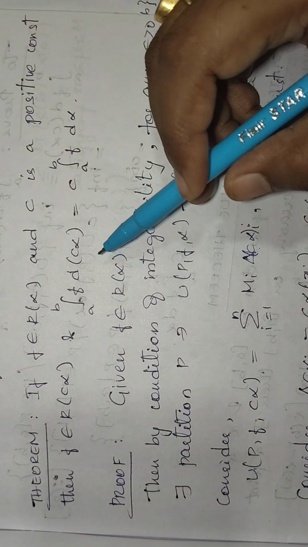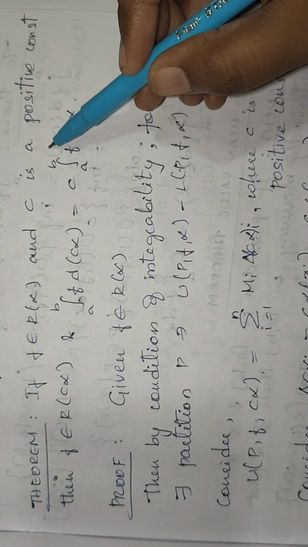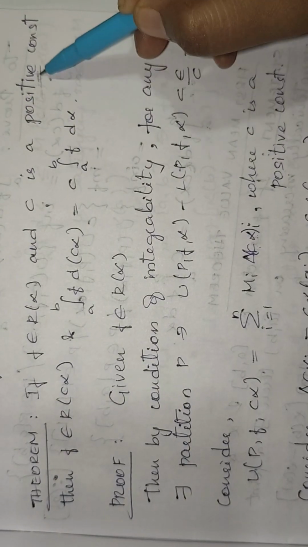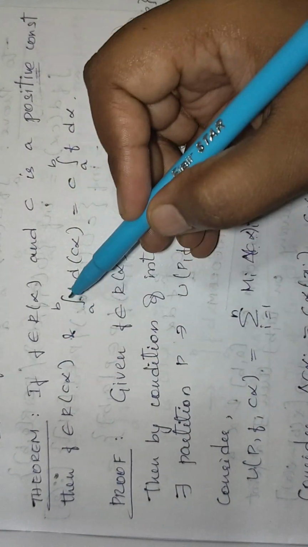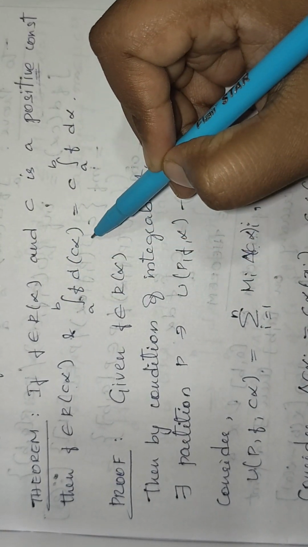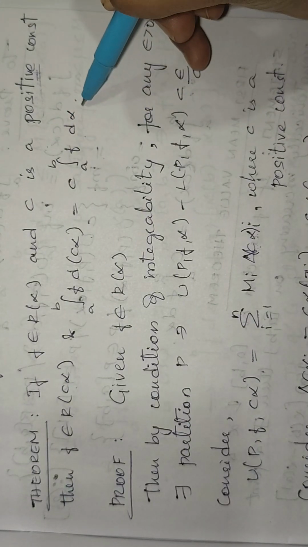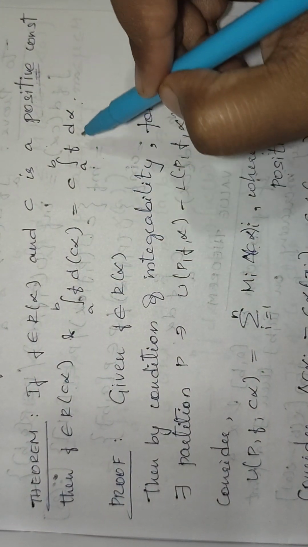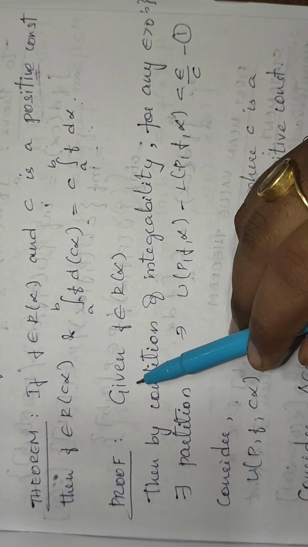Hello students, now let's move on to the next theorem. If f belongs to R of alpha and c is a positive constant, then f belongs to R of c alpha. And also, the integral from a to b of f d(c alpha) is equal to c times the integral from a to b of f d alpha. So we need to prove this in the second part of the theorem. Now let's get into the proof.